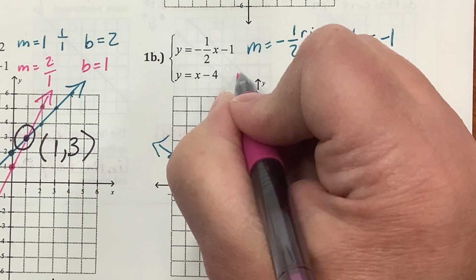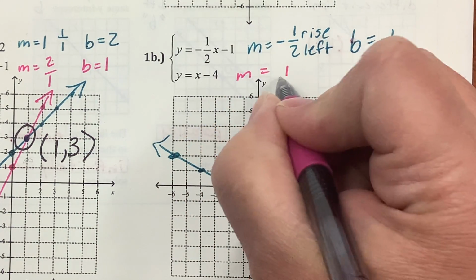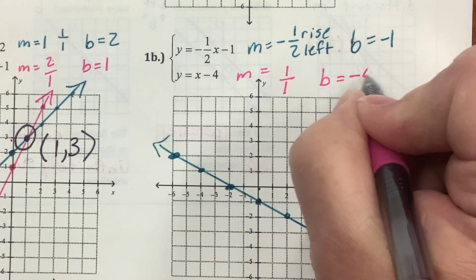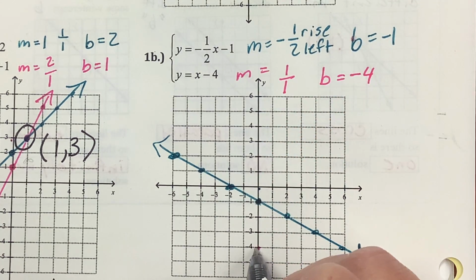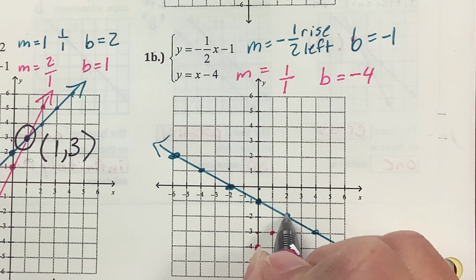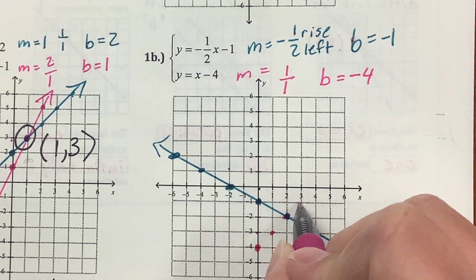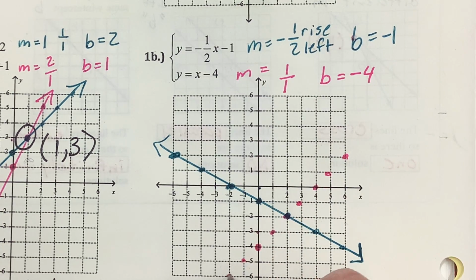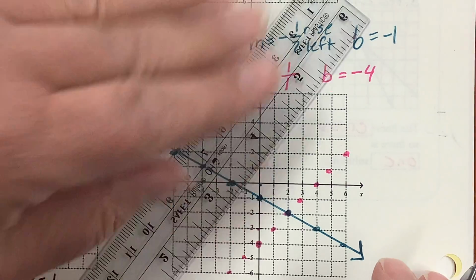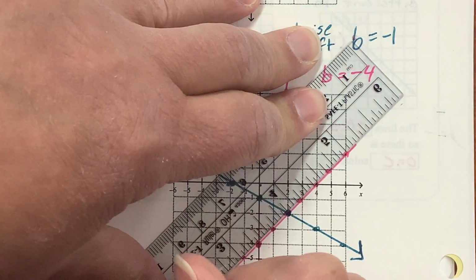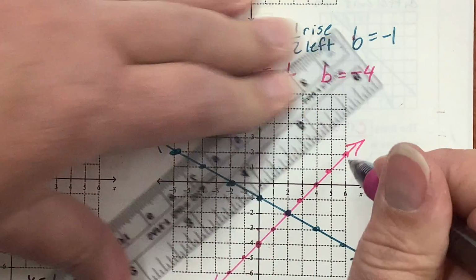So here, m equals rise 1, run 1, and I'm going to begin at -4. So I come all the way down here to -4, rise 1, run 1, rise 1, run 1. Oh, there's my point of intersection. And there I'm going to go all the way across and the other way, because I like to have lots of points. Here we go. Arrows on both sides.